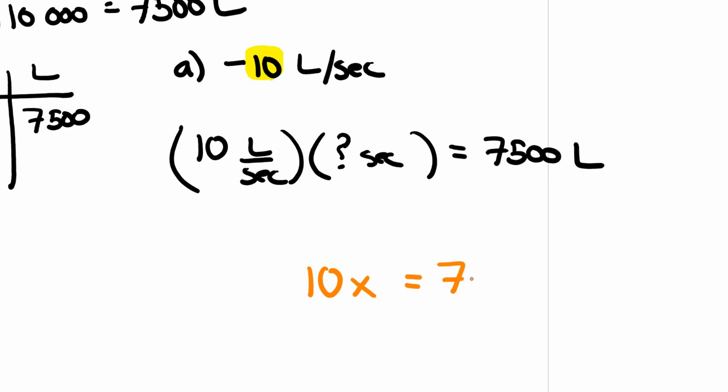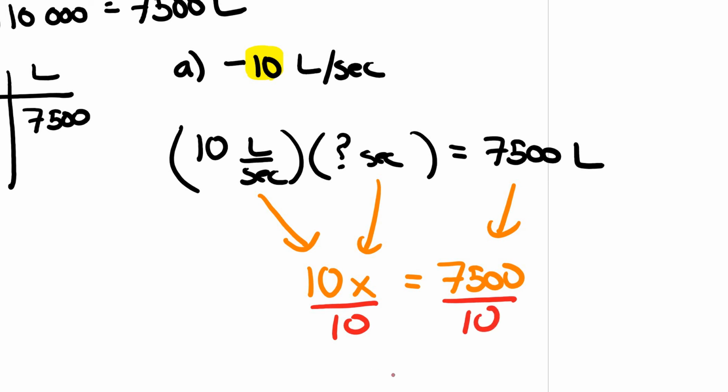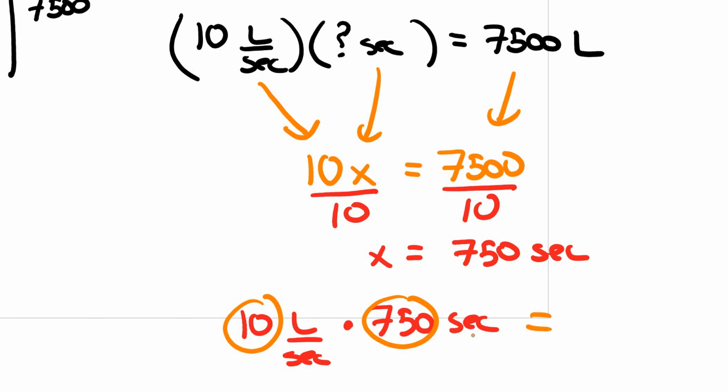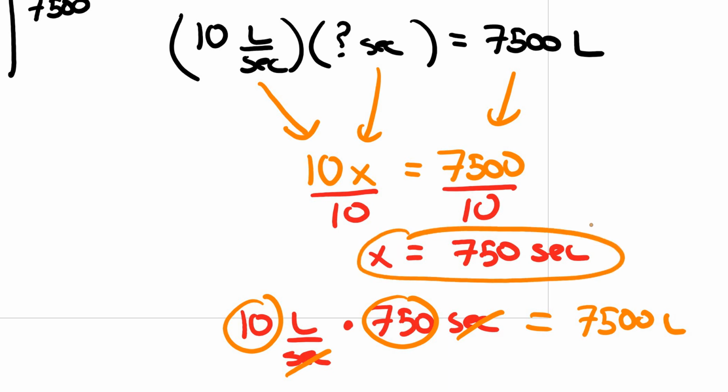This is essentially the same thing as solving 10x = 7,500. Let's divide both sides by 10, so x equals 750 seconds. If you lose 10 liters per second for 750 seconds, you multiply those two numbers, the units cancel off, and you get 7,500 liters. So after 750 seconds, we get down to 7,500 liters.